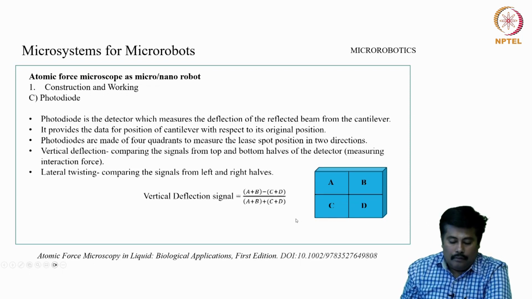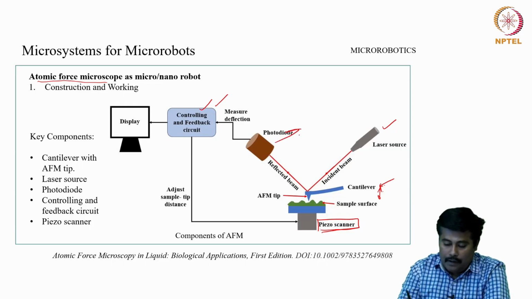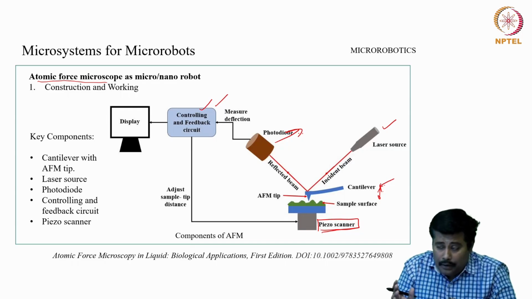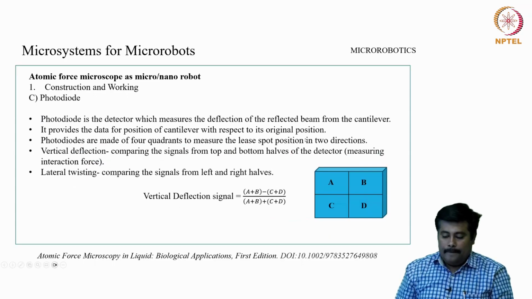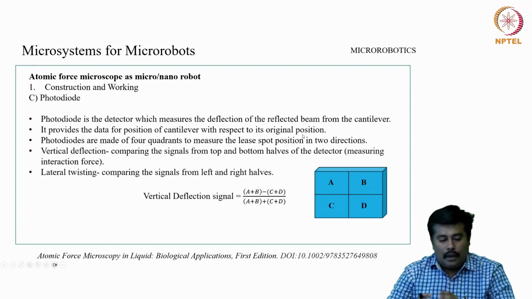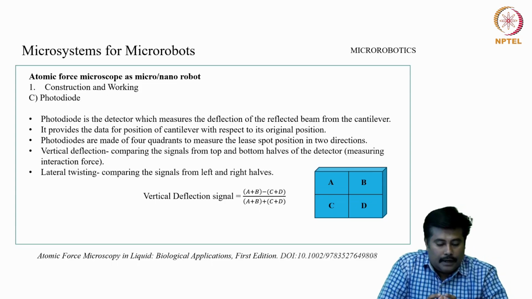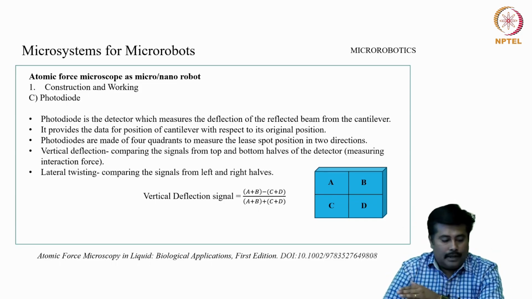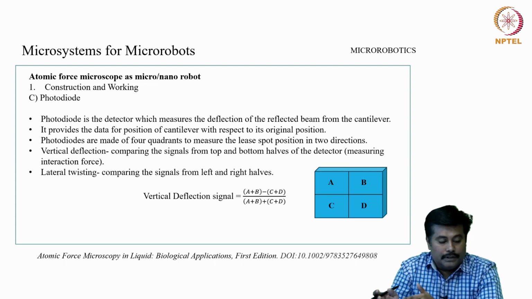Now, when we see this construction, we have a photodiode in place. How the photodiode participates and what kind of impact it has on the system, let us discuss in detail. These photodiodes are the detectors which measure the deflection of the reflected beam from the cantilever. It provides the data for the position of the cantilever with respect to its original position.